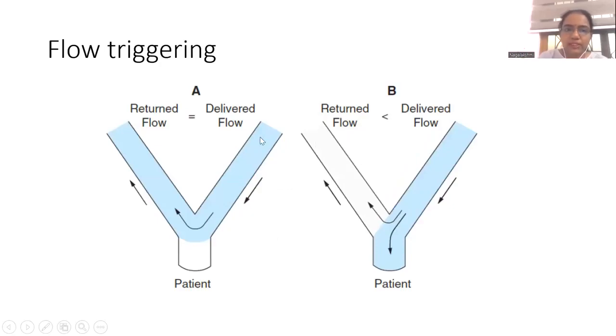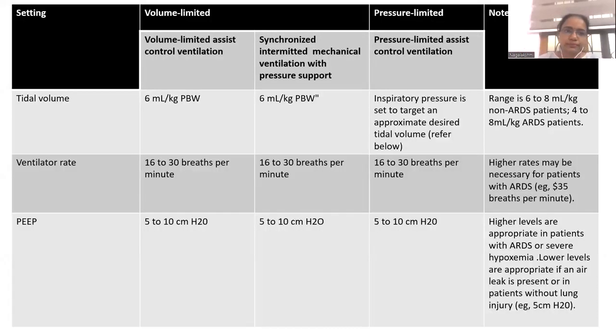Now, flow triggering is one where there is a constant flow of airflow, and if the patient takes a breath, the drop in the airflow in the returned limb is calculated by the ventilator and is sensed as a breath.